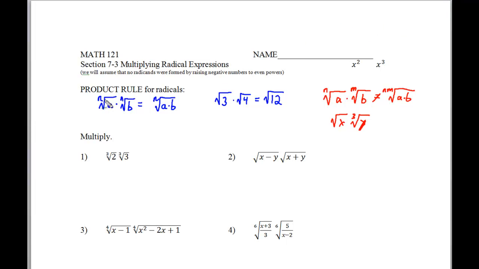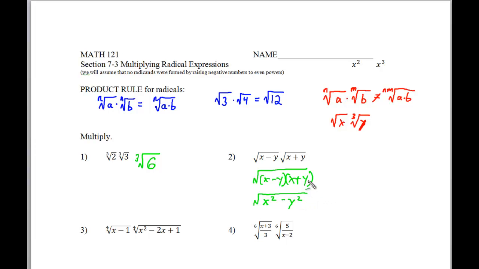Like, let's take a look at problems 1 through 4 here. In problem 1, we can take these and put them under the same radical as 2 times 3, which is 6. So this is the cubic root of 6. Now here, since they're both square roots, we can take them as x minus y and x plus y and do a little FOIL. And if we did FOIL, we would find that we'd have x squared plus xy minus xy, which would cancel out, or simplify to 0xy, and then we'd have minus y squared.